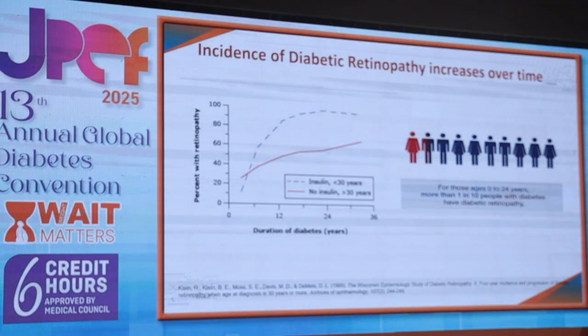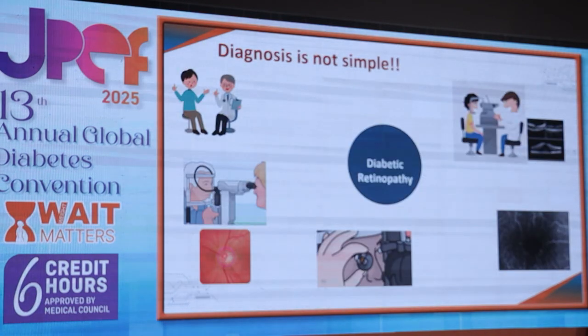So for those aged between 0 to 24 years, more than 1 in 10 people with diabetes have diabetic retinopathy. And this is again alarming. So a large number of people will be developing diabetic retinopathy as they become older.